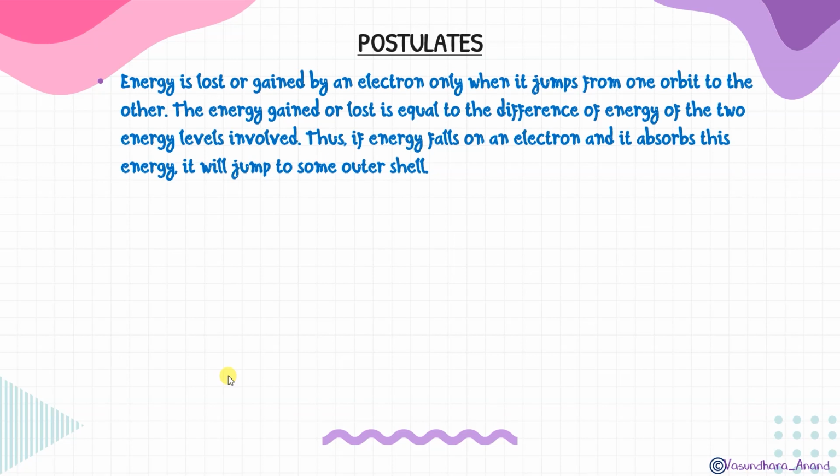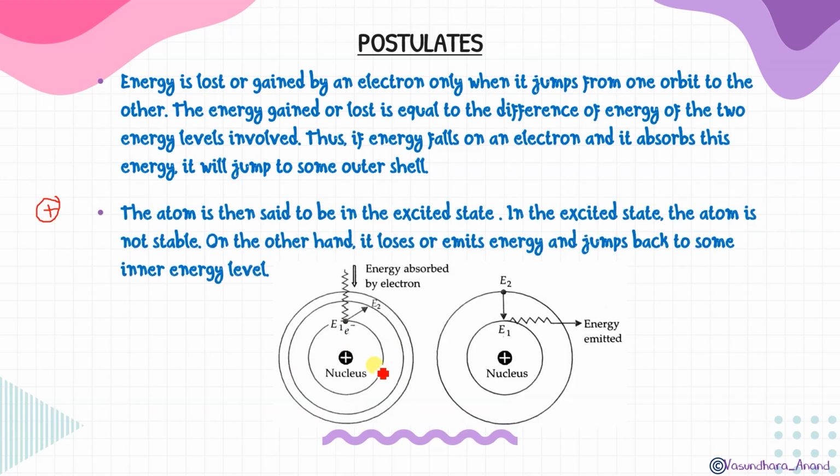Next postulate, energy is lost. ऐसा नहीं कि energy lost or gain होता ही नहीं है. Yes, energy is lost or gained by an electron, but only when it jumps from one orbit to another. जब वो एक orbit से दूसरे orbit पे jump करता है, then only it will either lose energy or gain energy. ठीक है? And the energy gained or lost is equal to the difference of energy of the two energy levels involved. Like this one, let me show this.